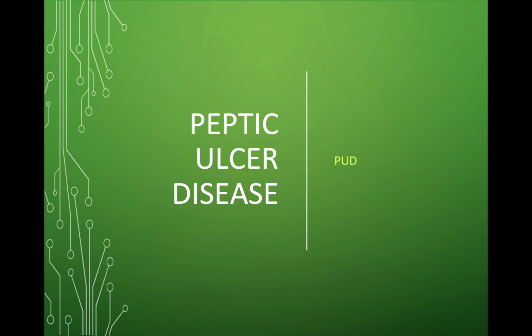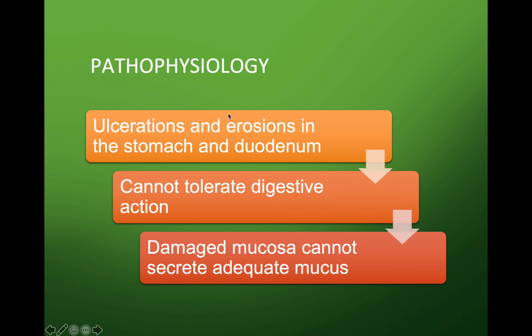So we'll move on to peptic ulcer disease, which is almost a progression of gastritis. As gastritis is allowed to progress, we can end up with ulcerations and erosions in the stomach and/or the duodenum. And the duodenum is that first part of the small intestine, where the pyloric sphincter at the bottom of the stomach leads into the small intestine. So those tissues can become ulcerated.